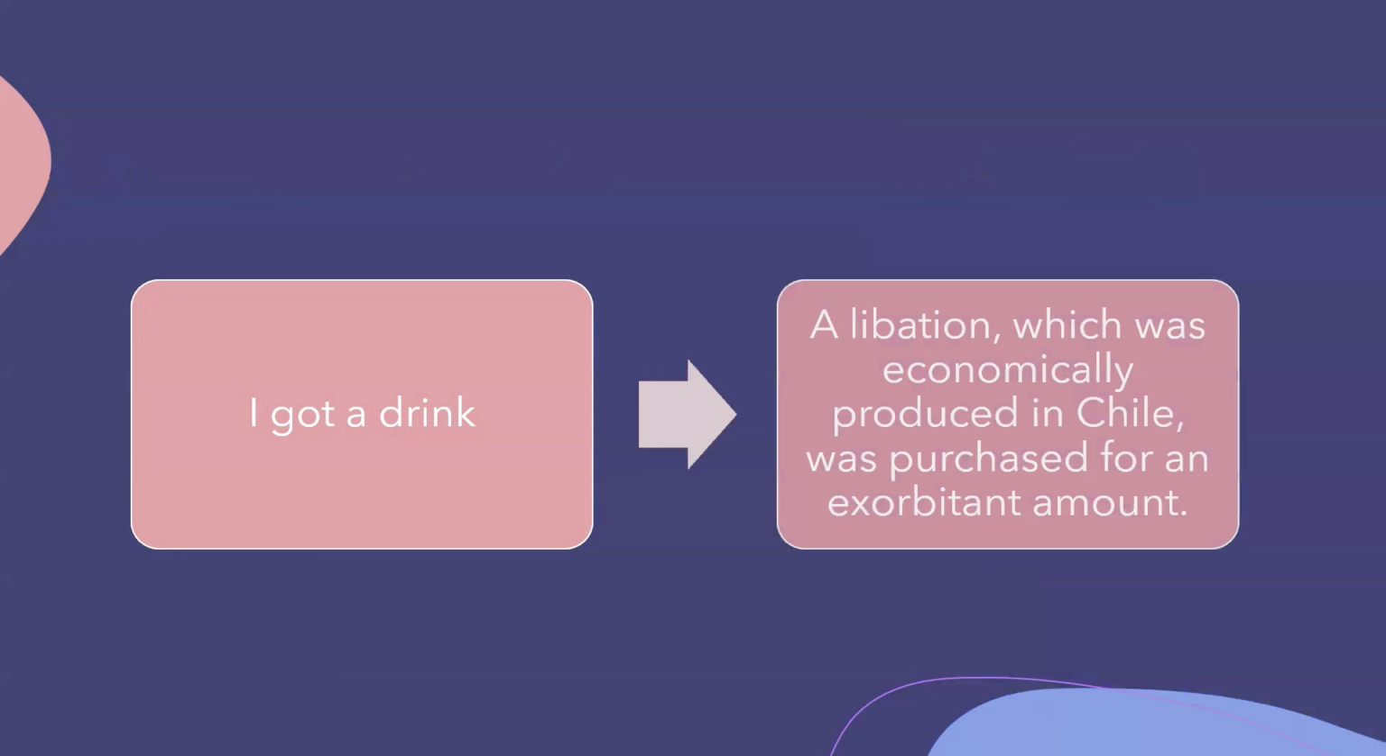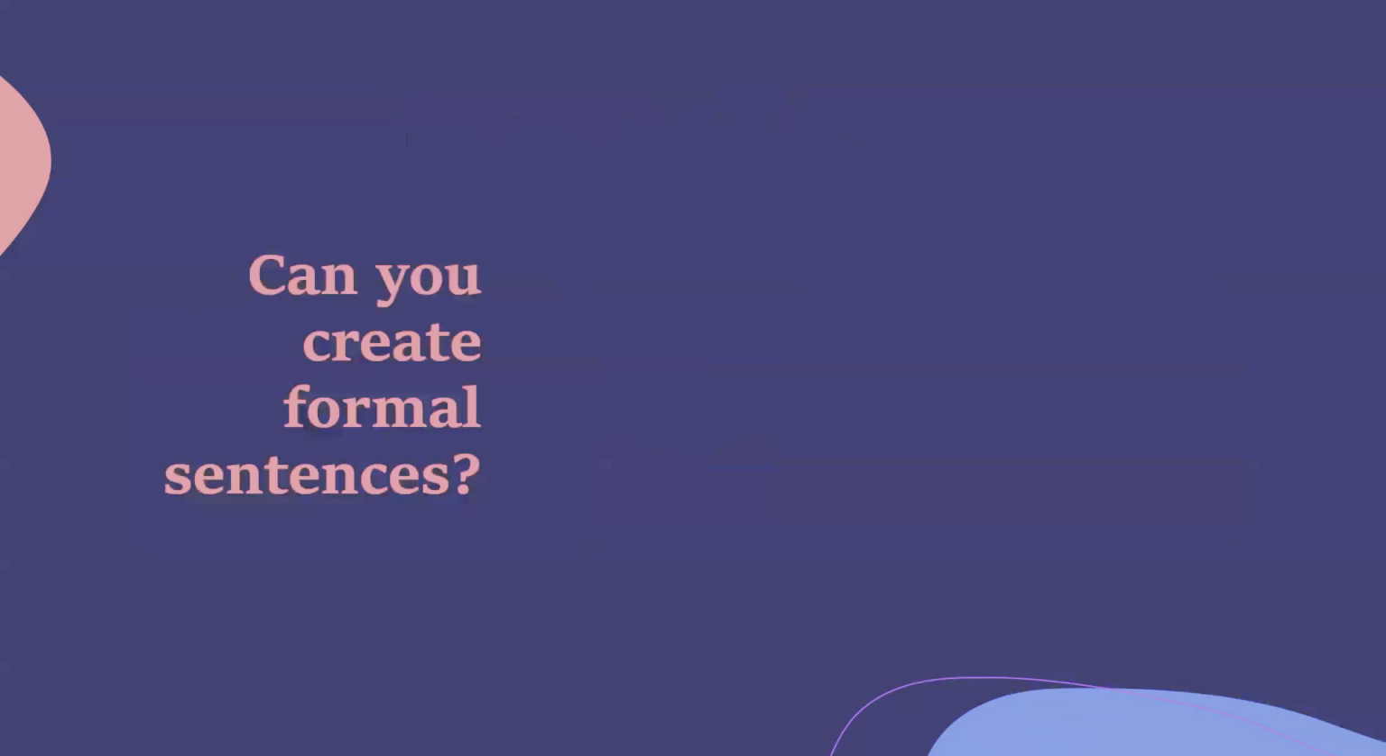Therefore, we began with a very basic general English sentence, I got a drink, and we ended with a more academic and formal sentence, a libation which was economically produced in Chile was purchased for an exorbitant amount. Now you can see how complex the sentence is and how loaded it is with grammar and vocabulary. And what does that do? It gives us more detail and makes what we're saying much clearer.